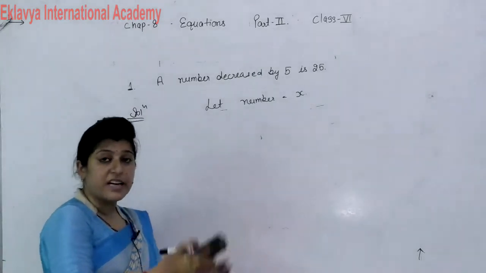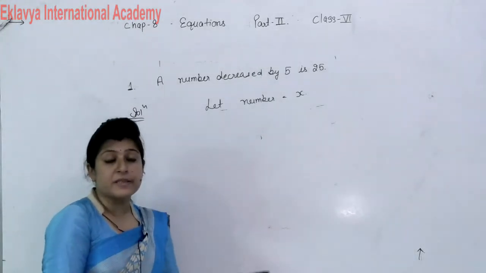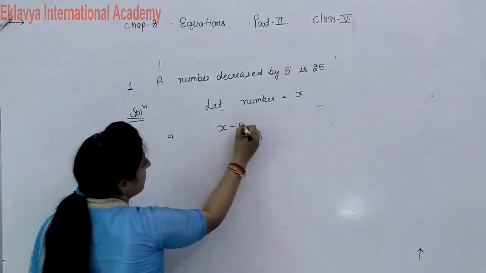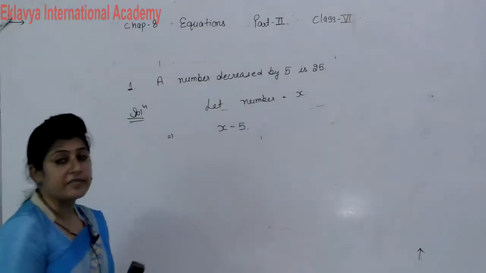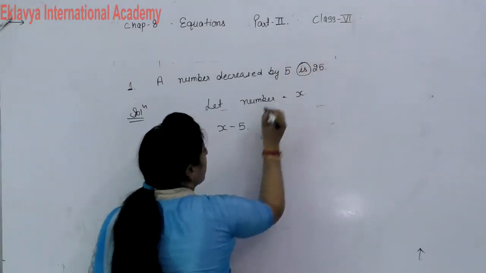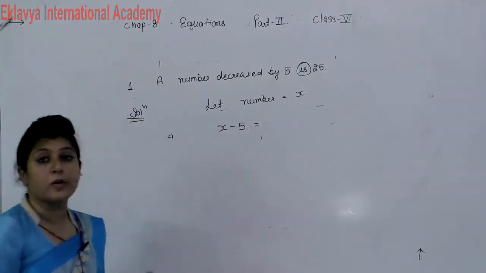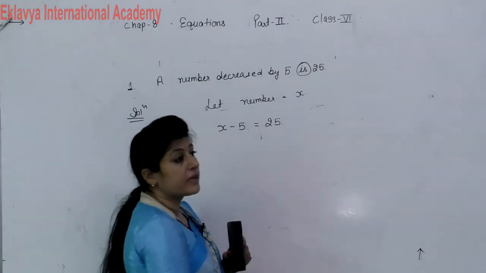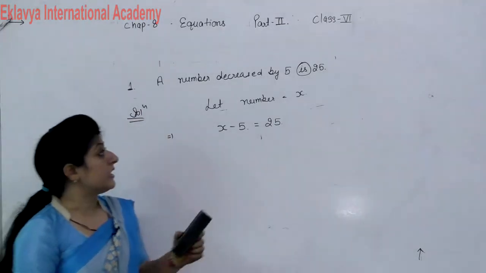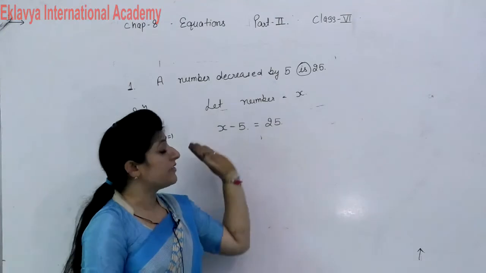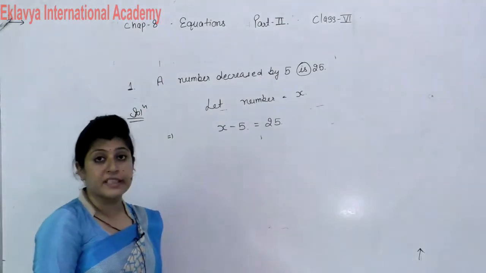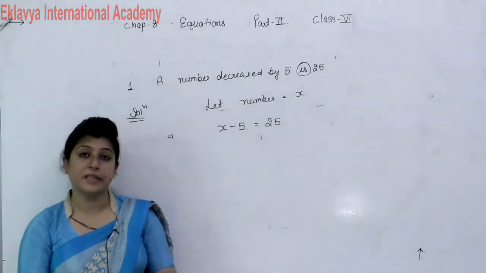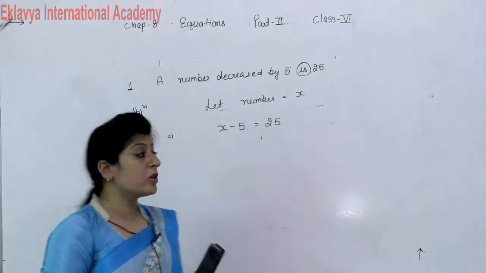It means 5 is being decreased from x, so we write x decreased by 5 as x minus 5. Whenever you have this type of helping verb, put an equal sign: is equal to 23. Now it becomes an equation. If we write only a number decreased by 5, x minus 5, it is an algebraic representation, and when we put the equal sign in between, it becomes an equation. Then solve this equation.